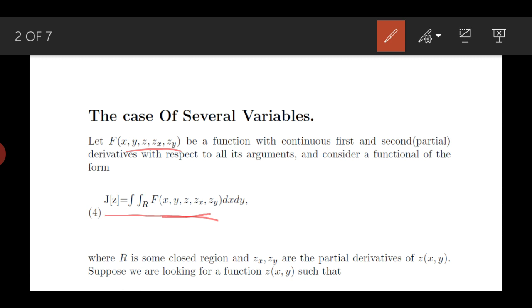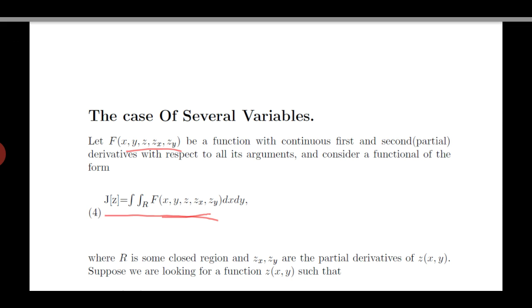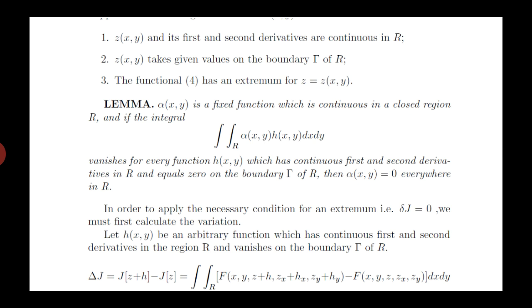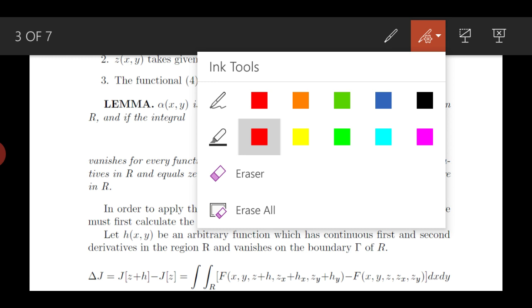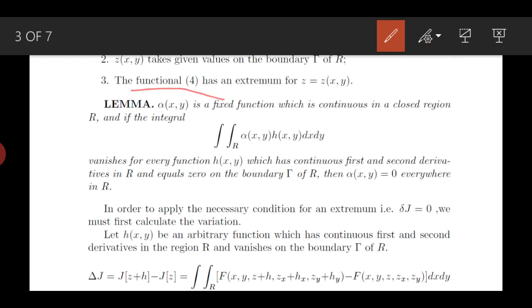As in the one variable case, we were looking for 2D curves. Here we are looking for a 3D surface z which satisfies the following conditions: z of x, y and its first and second derivatives are continuous in R, z of x, y takes given values on the boundary that we represent by gamma of R, and the functional has an extremum for z equals z of x, y.